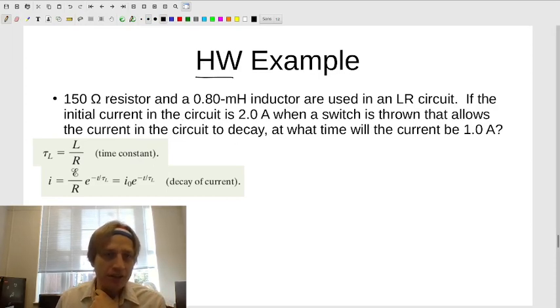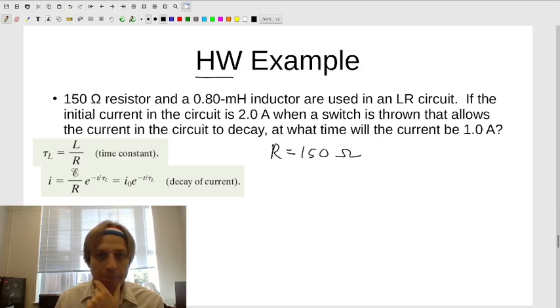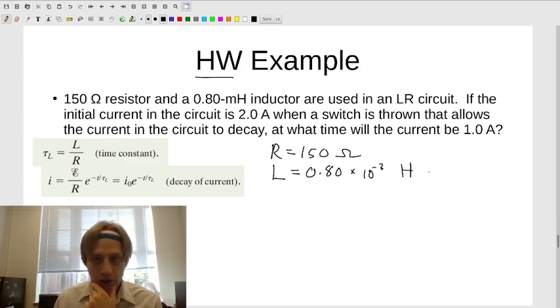Okay, so it says a 150 ohm resistor and an 80 millihenry inductor. So L is the inductance. So this would be 0.80 times 10 to the minus 3 henries are used in an LR circuit. If the initial current in the circuit is 2 amps when the switch is thrown that allows the current in the circuit to decay, at what time will the current be 1 amp?